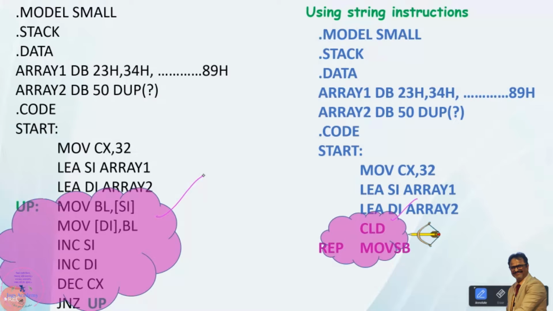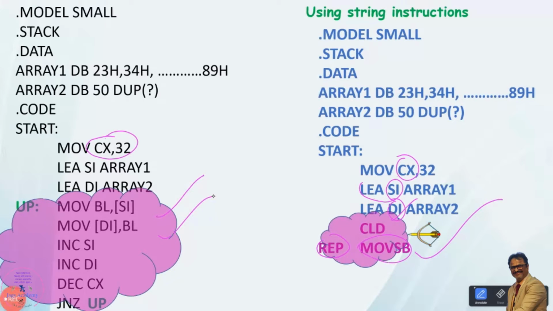But mainly what you have to do is load the source in SI compulsory, destination in DI, this is compulsory, and also this count has to be stored in the CX register. Just a repeat instruction along with MOVSB. This one instruction copies the entire block of data from one block to another block. You need not write this individual code at all. This is the function of MOVSB.